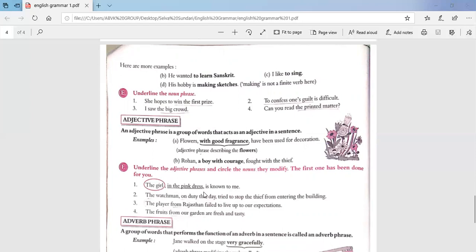The girl in the pink dress is known to me. Now, the girl is the noun. So what type of girl? In the pink dress. She is wearing a pink dress. So in the pink dress is an adjective phrase.